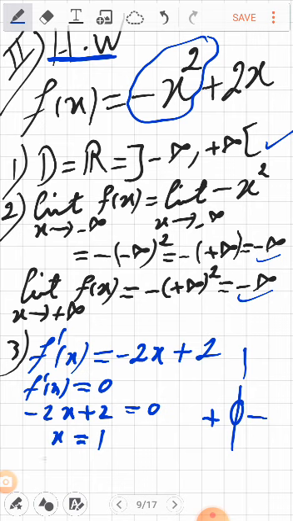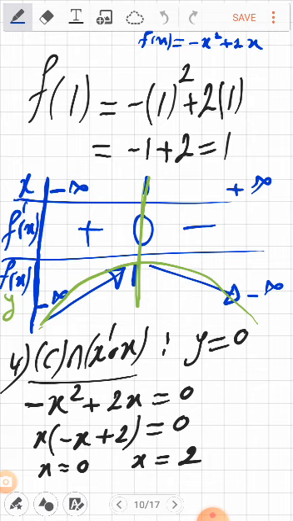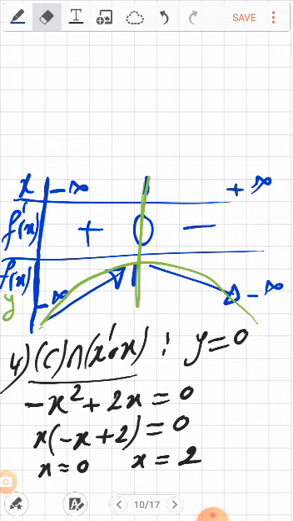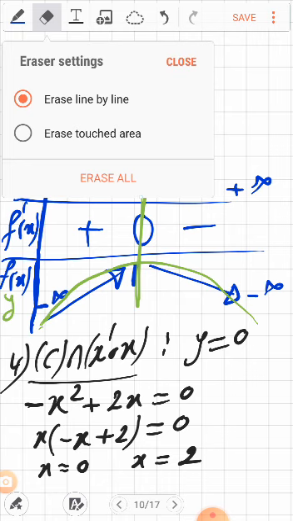Okay, we calculate also f of 1. f of 1 is equal to minus 1 square is minus 1, plus 2 times 1, it is equal to 1. So this point 1, 1 is the vertex point of maximum here. Now we calculate it. Now the table of variations.